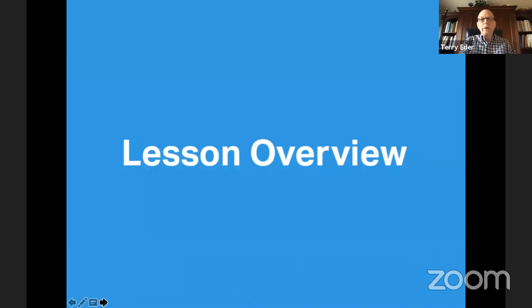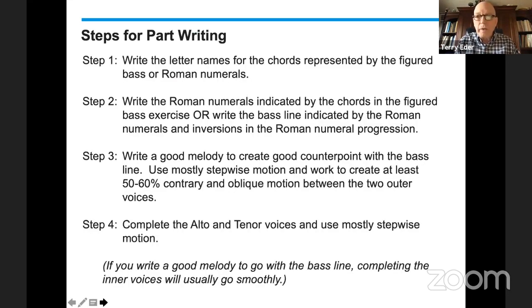Okay, so here's what we want to do. I want to review the part writing steps first. Step 1, write the letter names for the chords represented by the figured bass or Roman numerals. Step 2, write the Roman numerals indicated by the chords in the figured bass, or write the bass line indicated by the Roman numerals and inversions in the Roman numeral progression. So sometimes you can do step 1 and step 2 together. And with Roman numerals, I don't do it that way. I'll show you in a few moments.